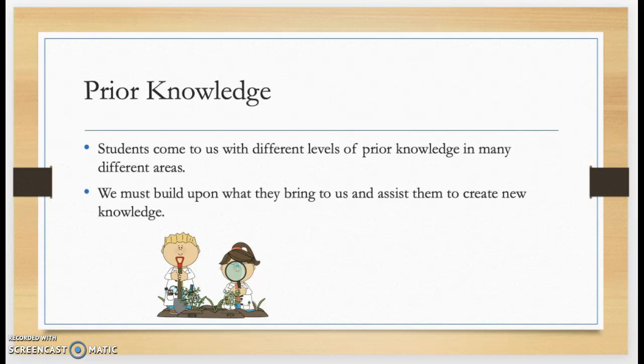So one of the first things we want to think about is prior knowledge. What do our students know? What experiences have they had as far as literacy development and language development? This is very, very important for us to think about for our individual students and for our students in a class as a whole, and for the age of our students.